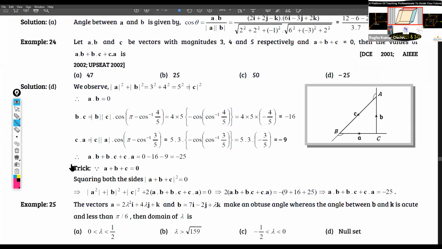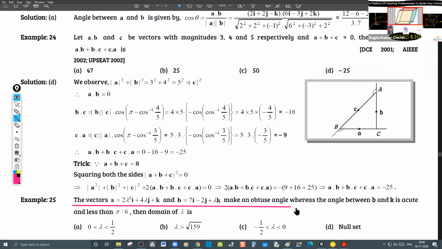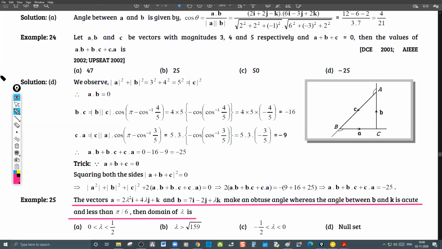Kaushik, are you there? Yes, sir. The vectors A bar and B bar make an obtuse angle, whereas the angle between B bar and K bar is acute and less than pi by 6, and the domain of lambda is. First of all, tell me the meaning of obtuse angle. Any one of you, please. You know that.